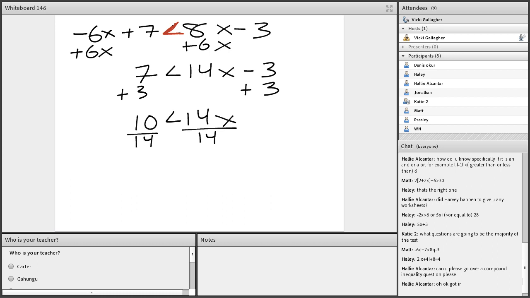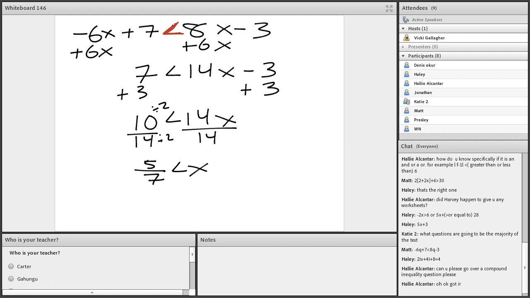So me personally, I like fractions, so I'm going to leave this a fraction. I am going to simplify it. These can both be divided by 2, so I'll simplify this to 5 over 7.